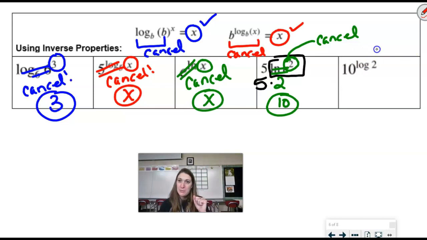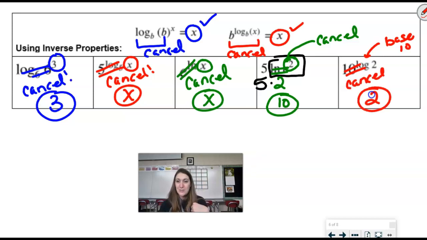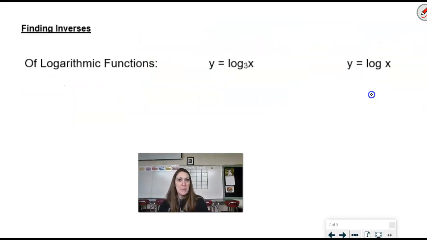All right, and then here, remember, this is a common logarithm. So there is a secret base 10 right there. So we're going to have that log base 10 and 10 canceling each other. And then the 2 drops down, and the answer is 2. This is going to be a really big, significant part of our lesson coming up when we're solving. So let's keep that in our back pocket for now.